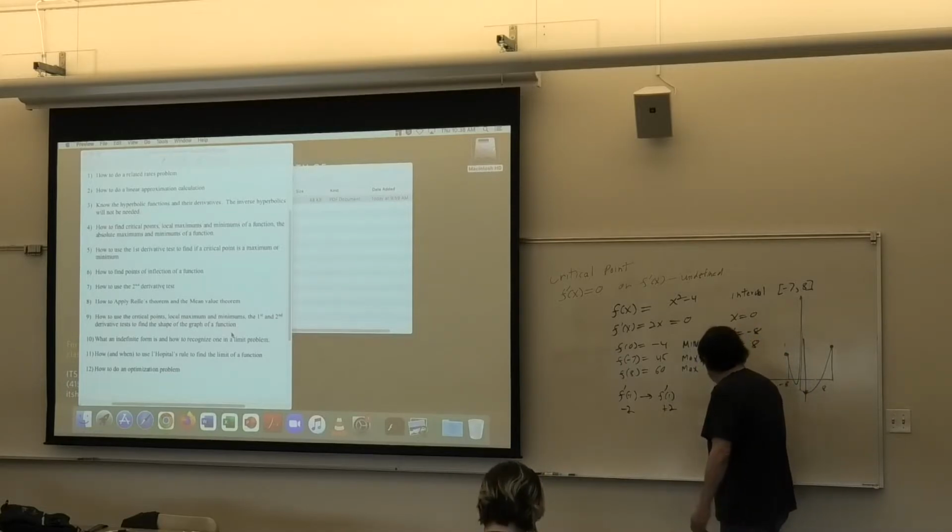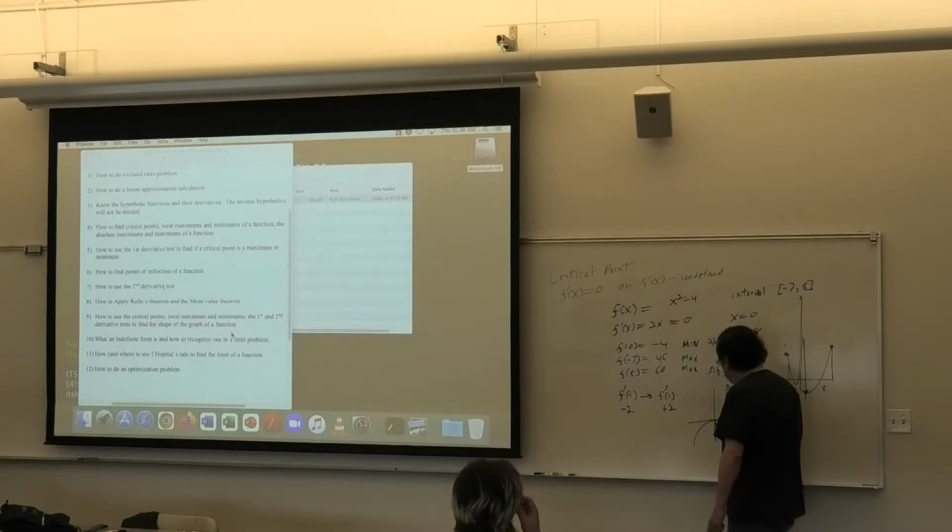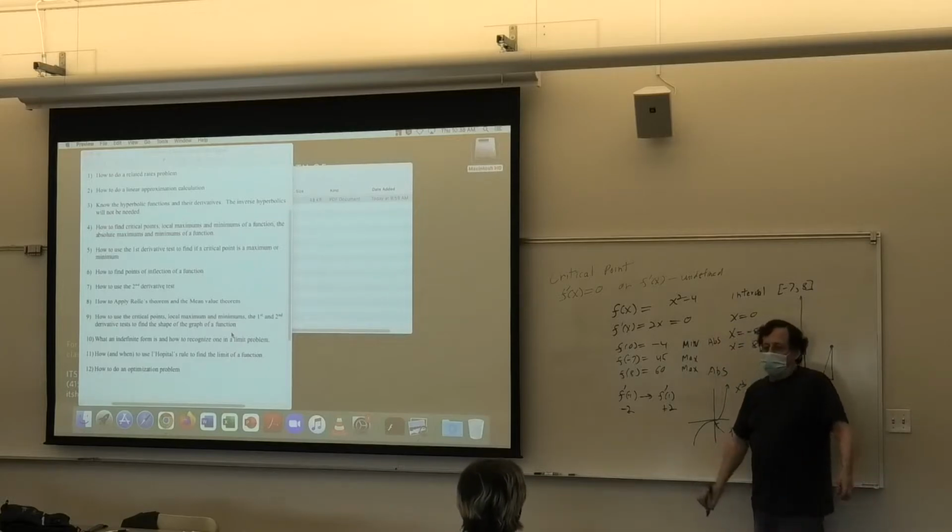You can get functions like x cubed, where you have a critical point here. The derivative is 0. But on either side of it, here it's going from positive to positive. And in fact, it's neither a minimum or a maximum.